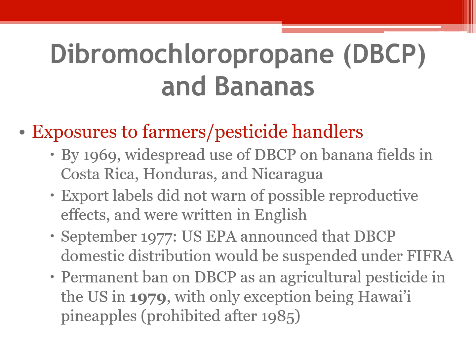Back in the US, in September of 1977, around the same time that the occupational incidents in Lathrop, California were starting to get noticed, the US EPA announced that DBCP domestic distribution, in other words, use in the United States, would be suspended under the Federal Insecticide, Fungicide, and Rodenticide Act, or FIFRA. There was a very limited use that was allowed to continue in Hawaii for certain specific pineapple areas until 1985. But for the most part, when this domestic distribution suspension occurred in 1977, and then later on it was actually turned into a permanent ban on DBCP as an agricultural pesticide.